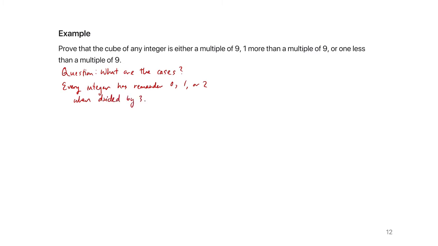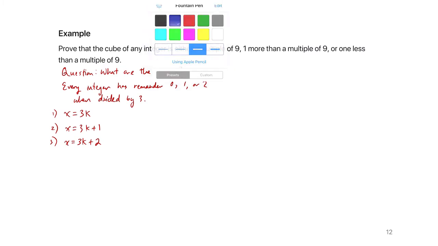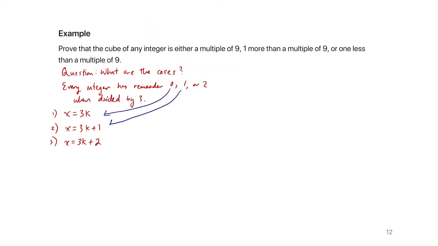So what we can say is that we have three cases. Case 1 is x is equal to 3 times another integer, i.e., it is a multiple of 3. Another case could be it has remainder 1 when you divide it by 3, i.e., it's 1 greater than a multiple of 3. And the last case can be x is 3k plus 2. Another way of writing this could be 3k minus 1, but just to make it a little more clear, I write it as 3k plus 2. These correspond to the three cases we just identified: remainder 0, remainder 1, or remainder 2. And we know for sure this encompasses all possible cases because every integer can be divided by 3 and every integer will have a remainder of 0, 1, or 2.